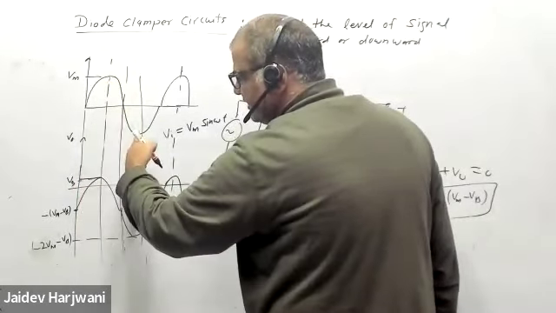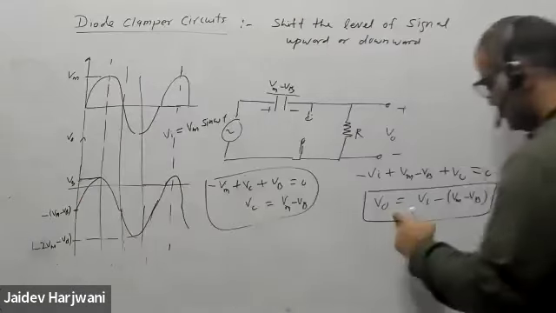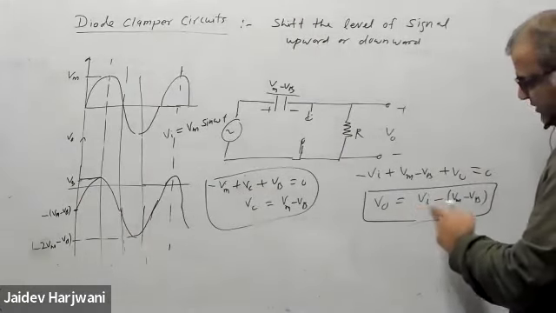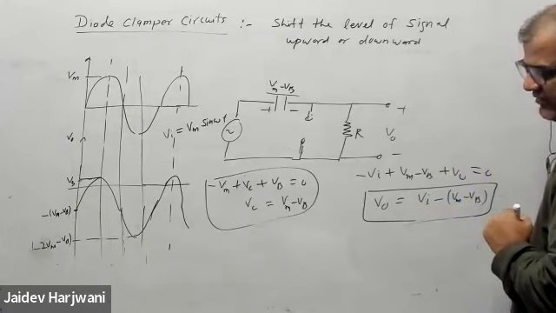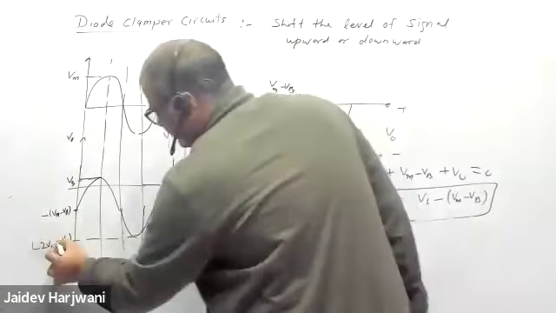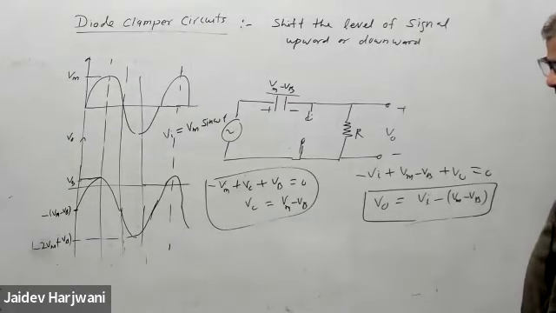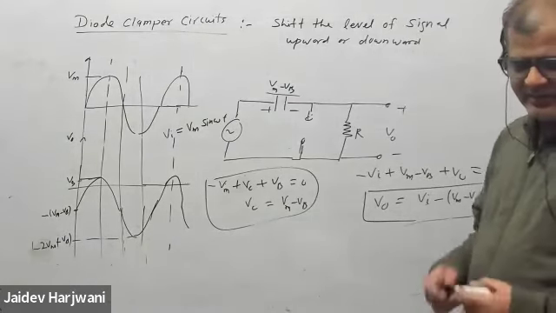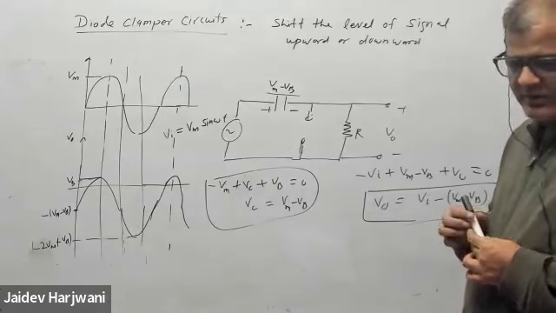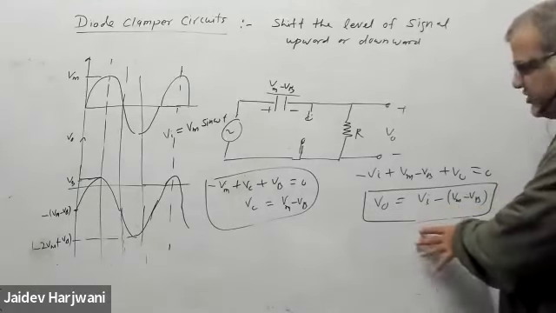When it goes minus Vm, V output goes minus 2 Vm plus Vb. Minus 2 Vm plus Vb. Is it clear now? Yes, sir. Okay, so this is the final equation I'm writing.